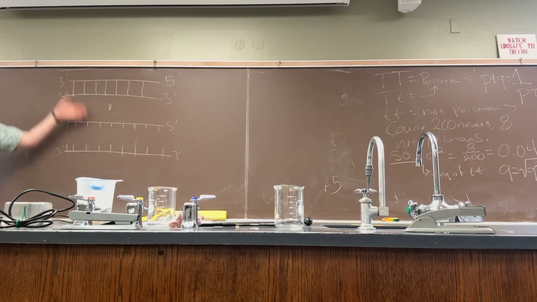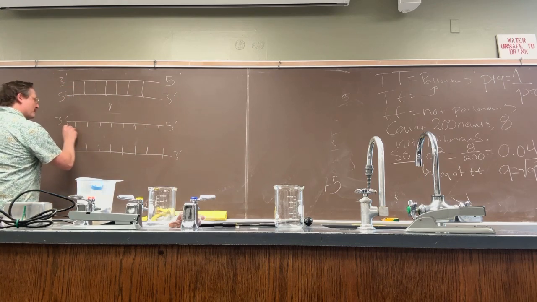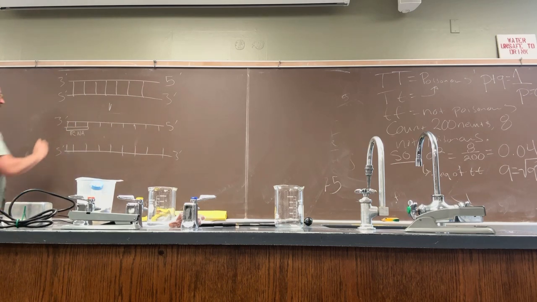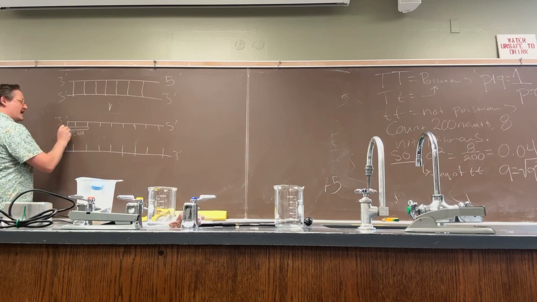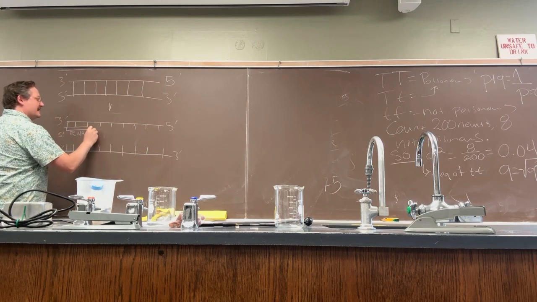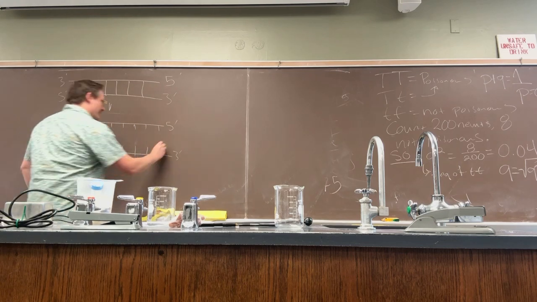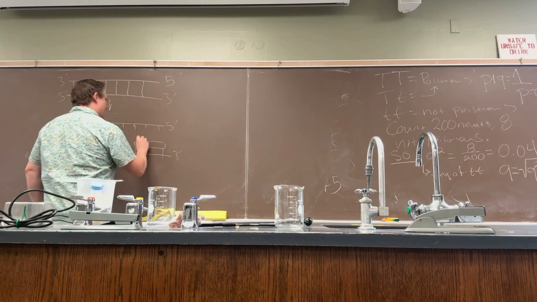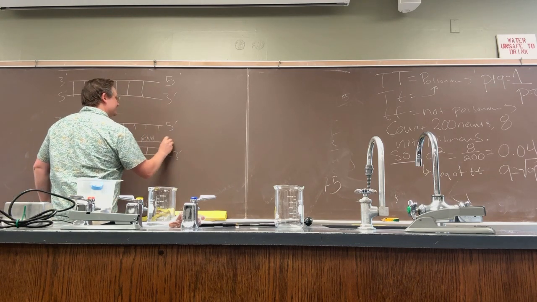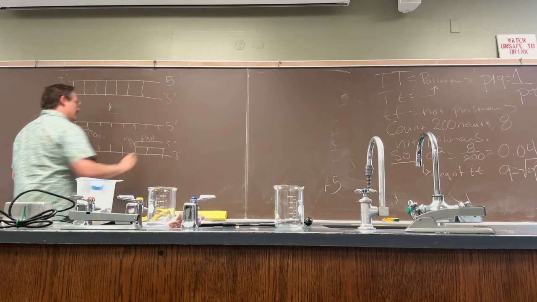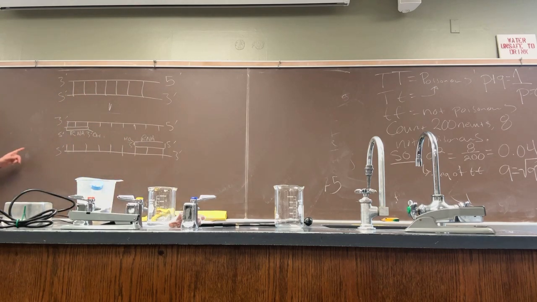Okay, now this is your template DNA, and to make new DNA, you have to put an RNA primer in. Okay, that'll have its own 5' and 3' end. And then over here, let's put another RNA primer that has its own 5' and 3' end. So far, so good? Yeah.